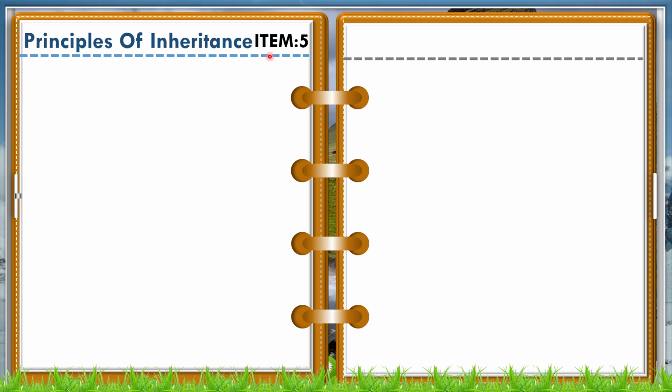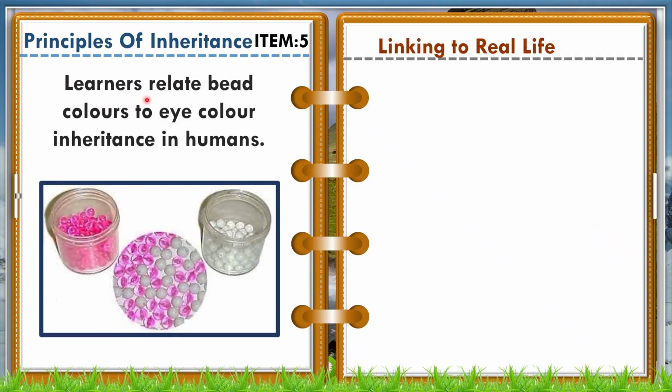We go to item 5. We are still on the principles of inheritance. This time we are going to look at linking it to real life. We want to link it to real life. Learners relate bead colors to eye color inheritance in humans.